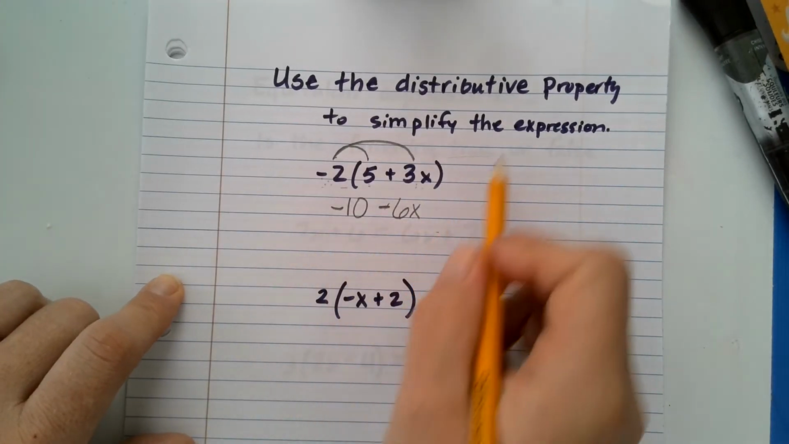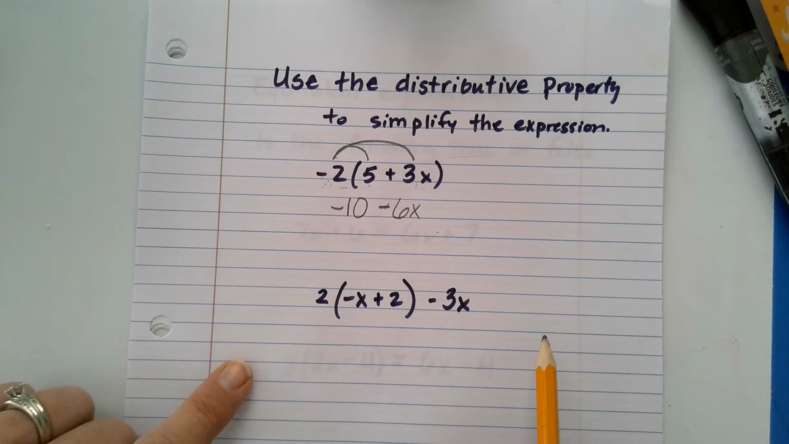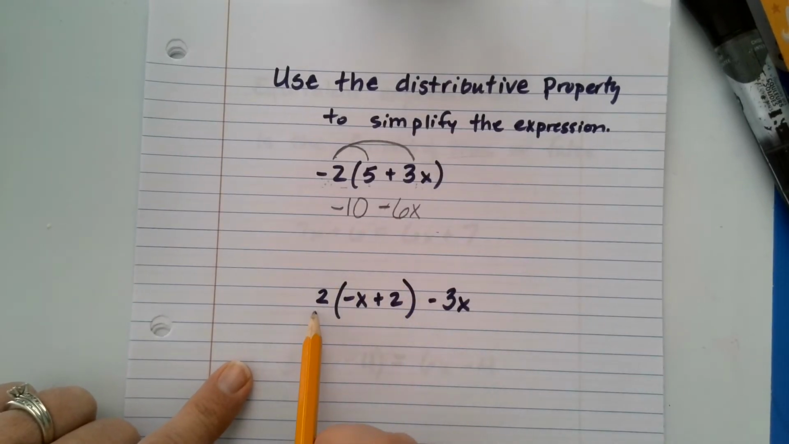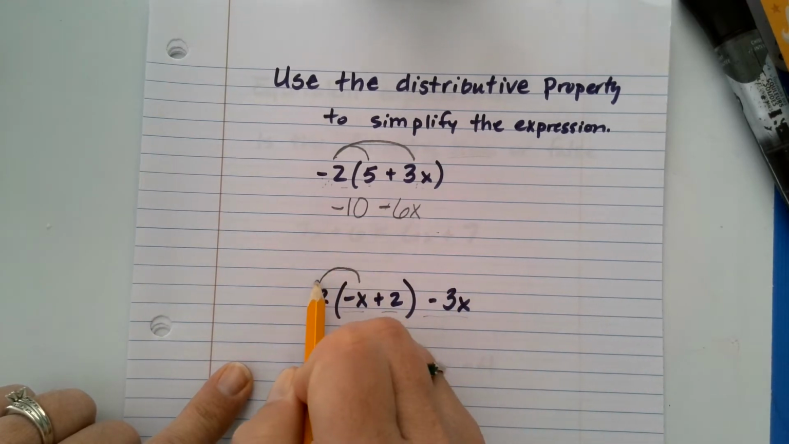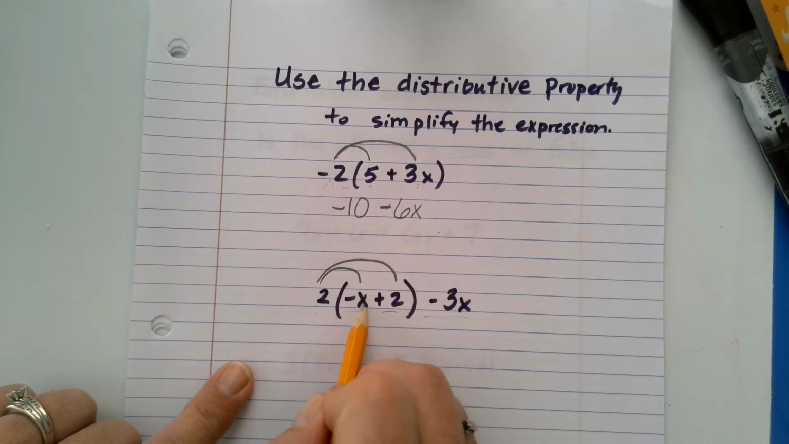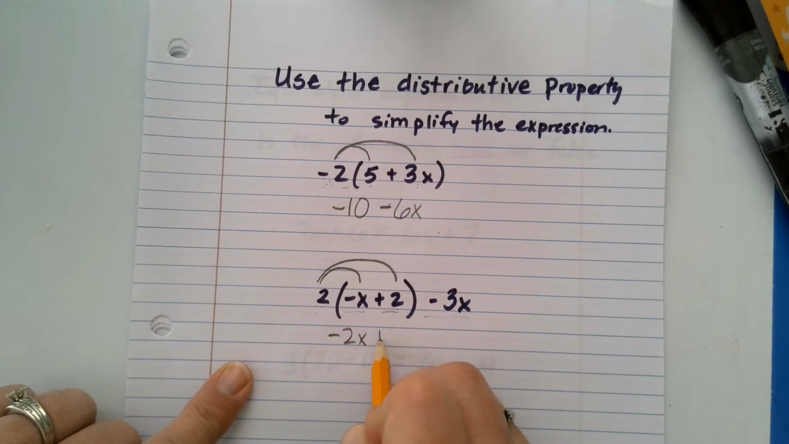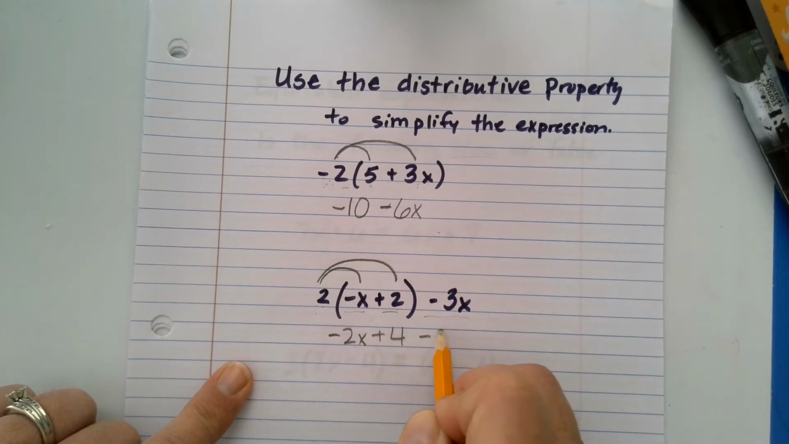So we've simplified it using the distributive property. Here we have 2 times each of these terms inside the parentheses, and then we have to subtract 3x once we've simplified this. So we draw our arrows first. 2 times negative x is negative 2x. 2 times 2 is 4. And then we have minus 3x that just comes down.